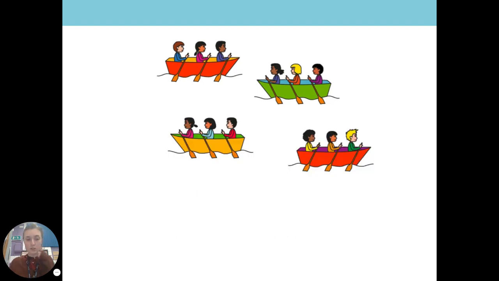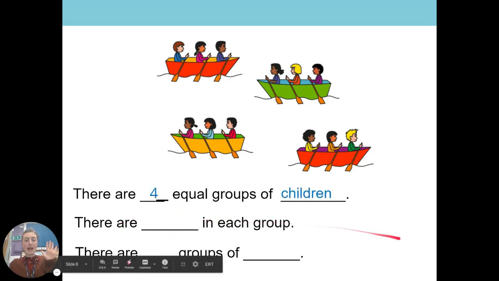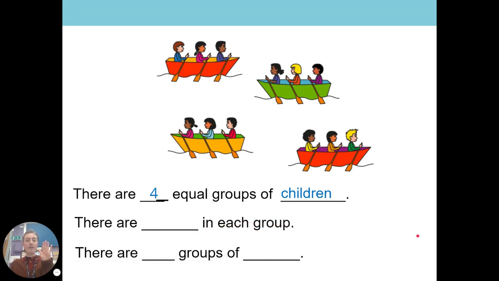Now it's your turn. So get your home learning book and pencil ready. I want you to fill in these sentences. So let's do the first one together. There are equal groups of, and then what have we got groups of? So there are, well, I can see 1, 2, 3, 4 boats. And remember, the boats are the groups. So there are 4 equal groups of children. So I want you to press pause now and fill in the rest of the sentence. So how many are in each group? And there are groups of. Pause now.